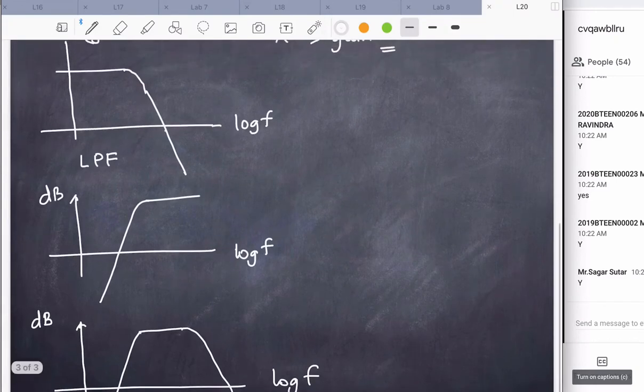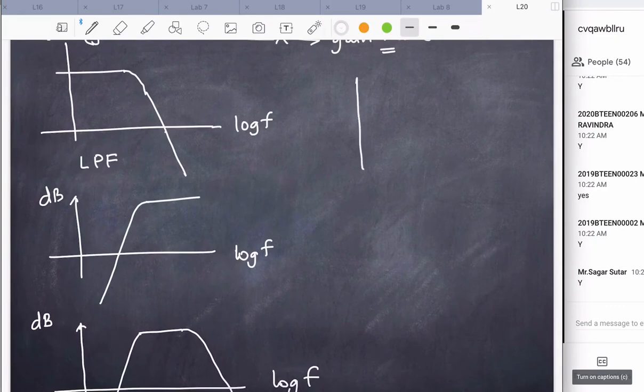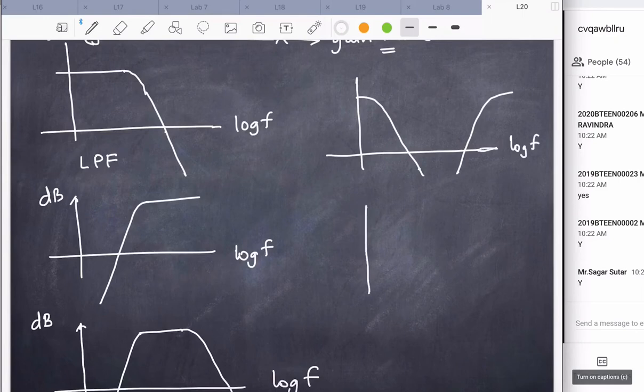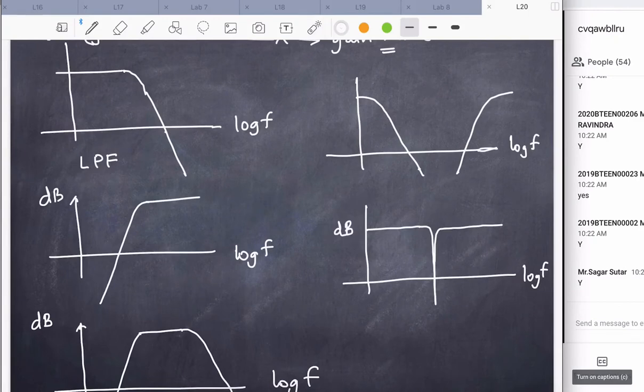Band reject filter, this is band reject filter, and notch filter is a band reject filter, but a particular frequency is rejected. Did you understand this much?